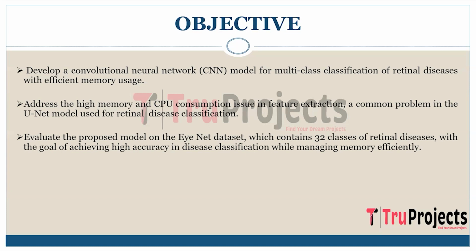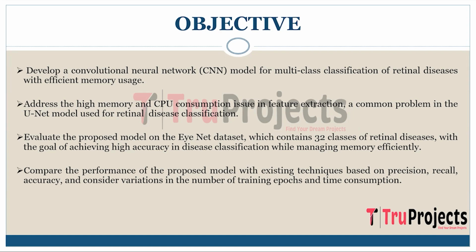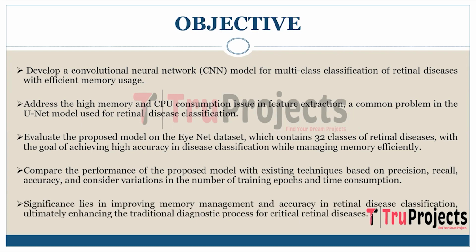The proposed model is evaluated on the standard benchmark dataset of iNet consisting of 32 classes of retinal diseases, and the objective is to achieve high accuracy in disease classification while efficiently managing memory consumption. The project aims to compare the performance of the proposed model with existing techniques based on precision, recall and accuracy, considering different numbers of epochs and time consumption. The significance of the project lies in improving the memory management and accuracy of retinal disease classification, which can enhance the traditional diagnostic process for retinal-based crucial diseases.